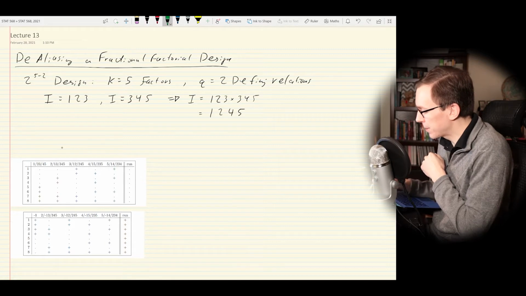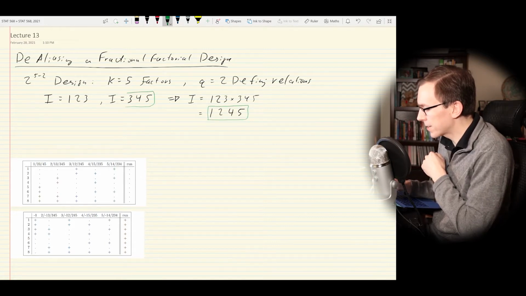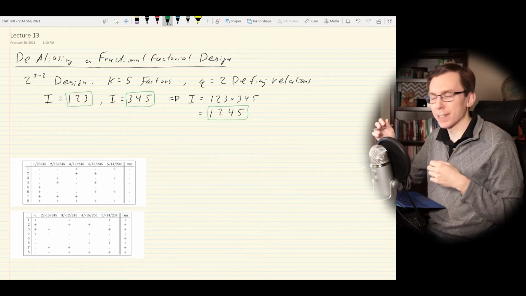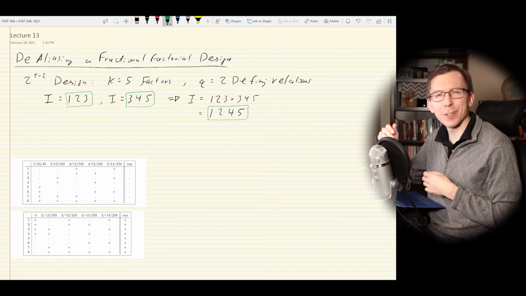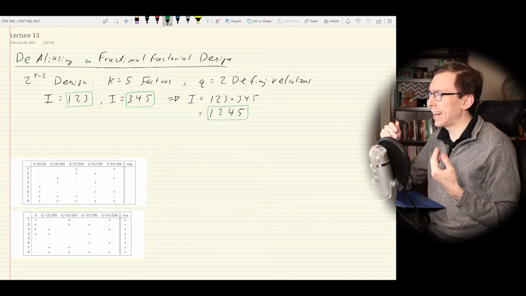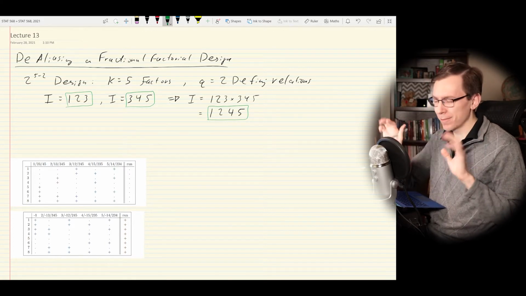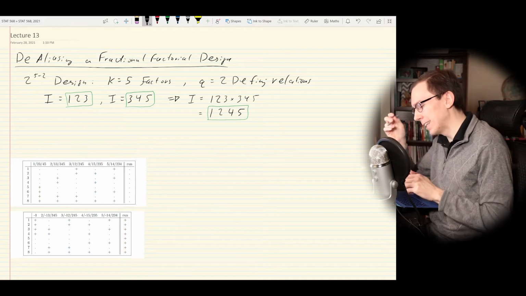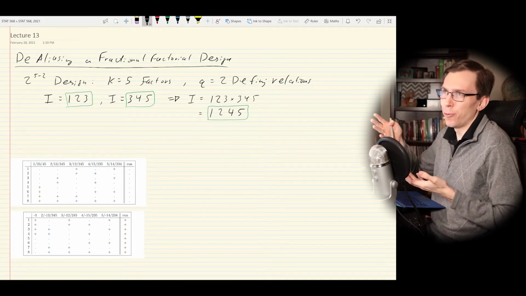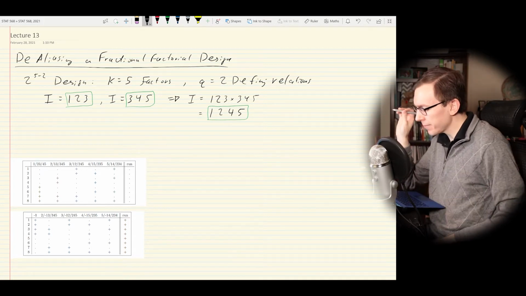So those are going to be the elements in our defining contrast subgroup, including, of course, the identity, which is always there because group theory. I think there are groups actually that group theory without the identity, but in this case, all our groups will have the identity element in them, the column of all ones, you could say.